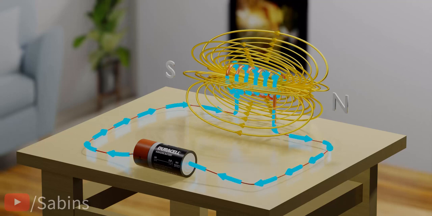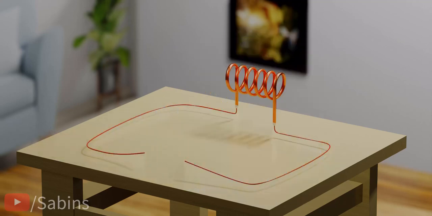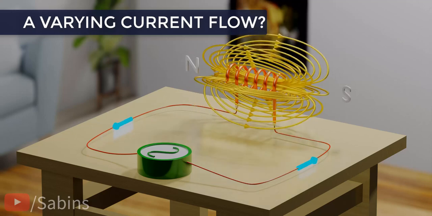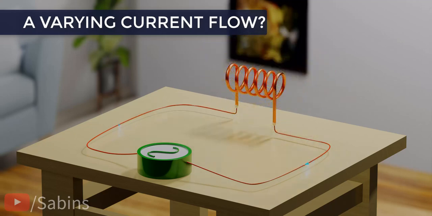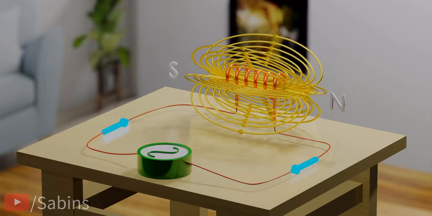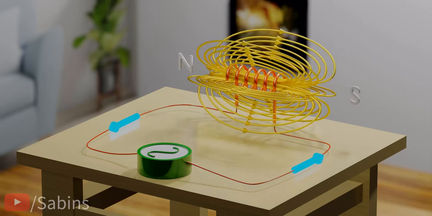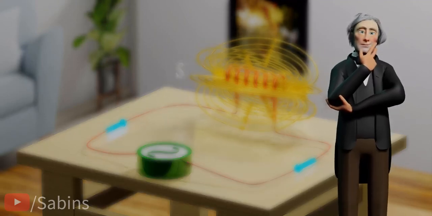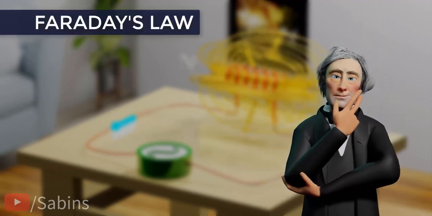Now, for the most important part of this video. What will happen if the current through the coil changes? When the current changes, the magnetic flux that the coil produces also changes, which means we need to study the effect of this varying magnetic flux on the coil. To study the effect of varying magnetic flux on a coil, we need to introduce Faraday's law.